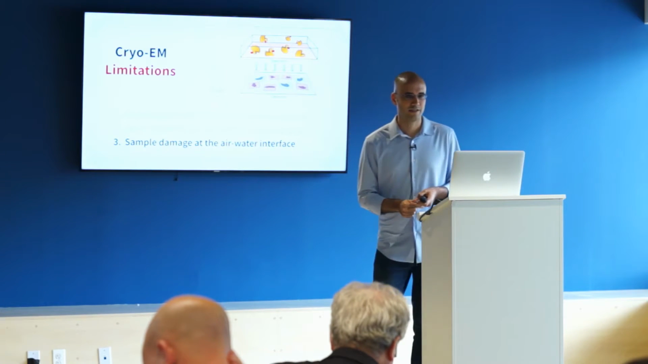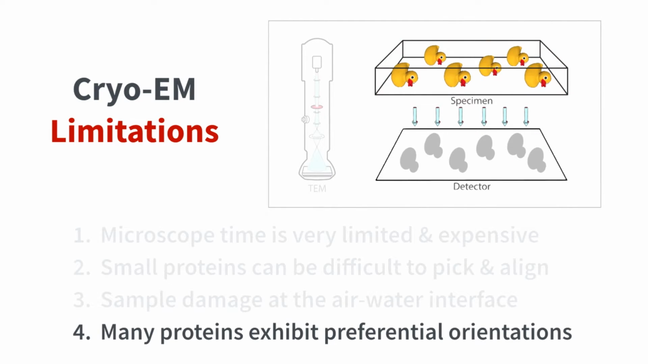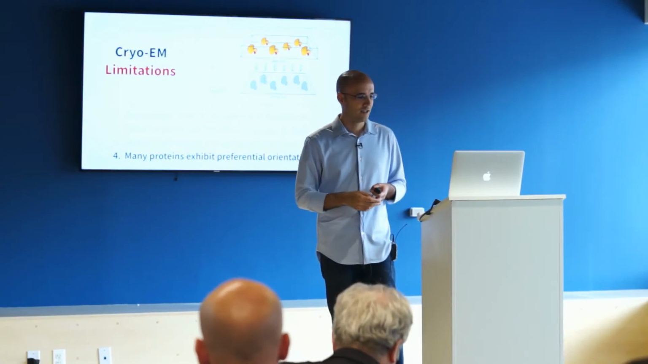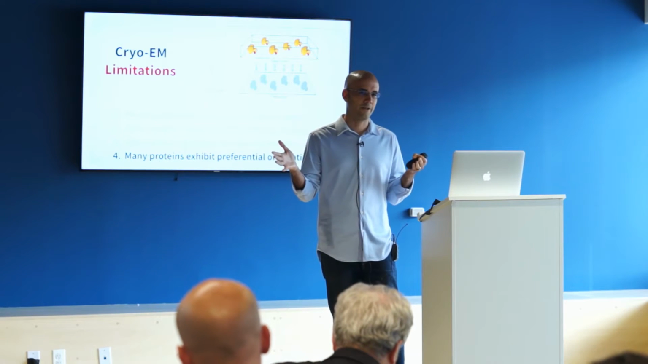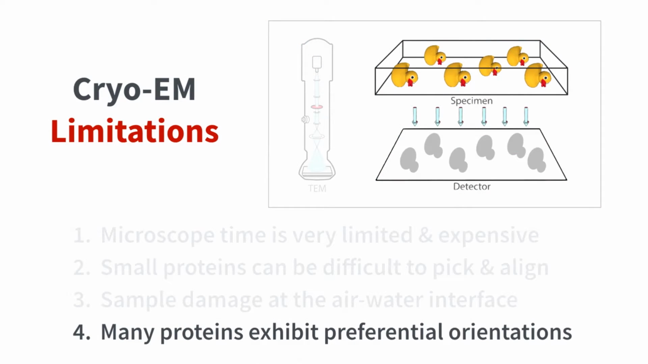Another thing that's challenging is damage to the sample at the air-water interface. So if the proteins are too high or too low and they're close to the air, then you don't get very good data. And another thing, and this really depends on the protein shape and characteristics of the protein on a case-by-case basis, but some proteins can actually just preferentially align all the same way. And so if you don't get a bunch of different angles, you can't really solve the 3D structure if you're only looking at the protein from one side.